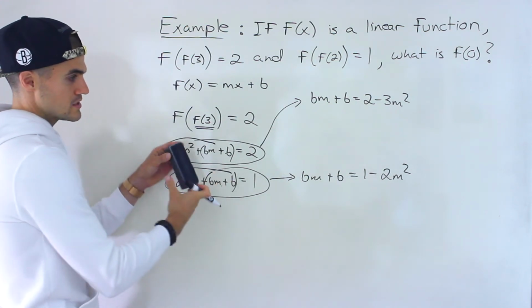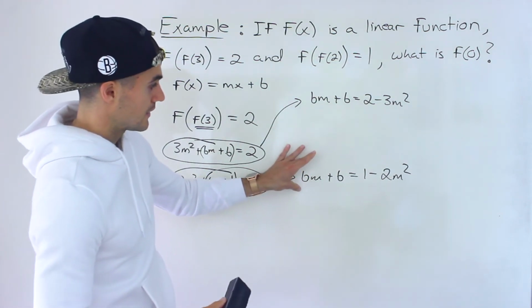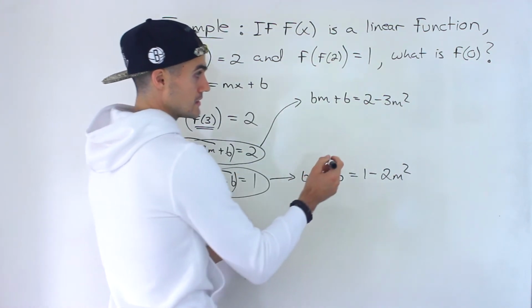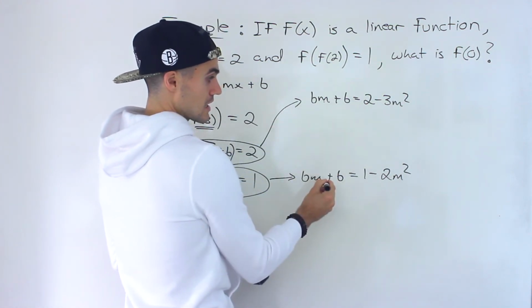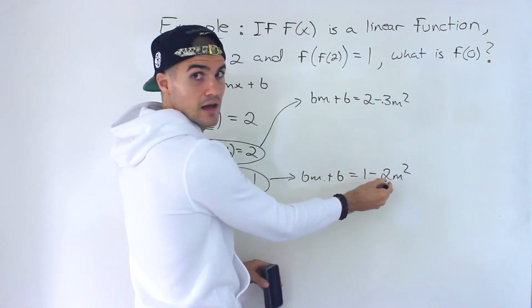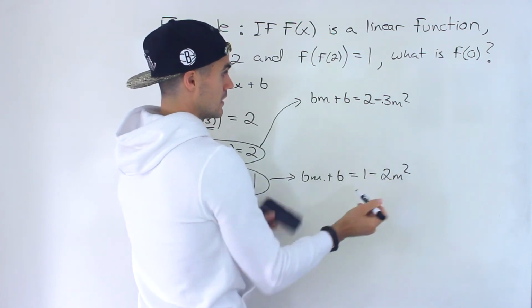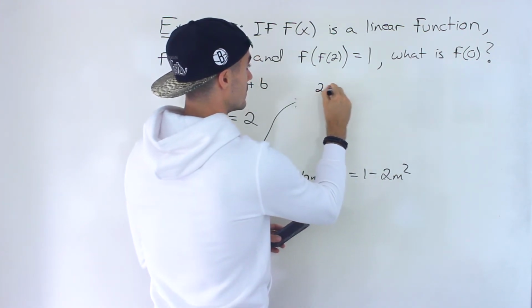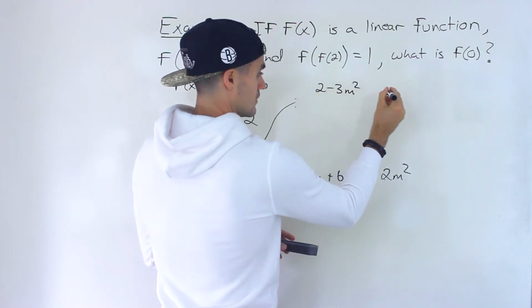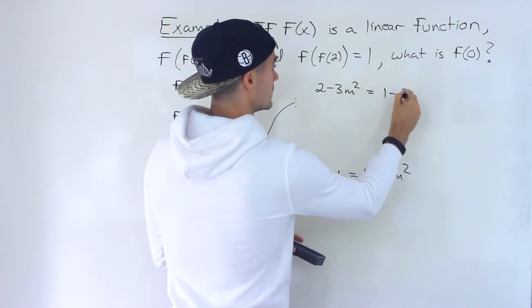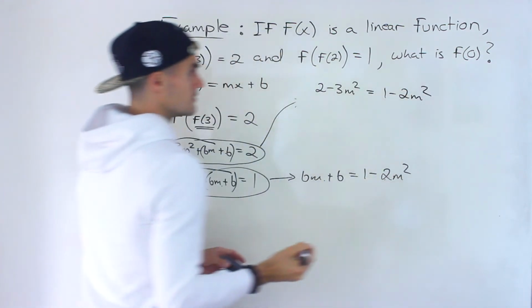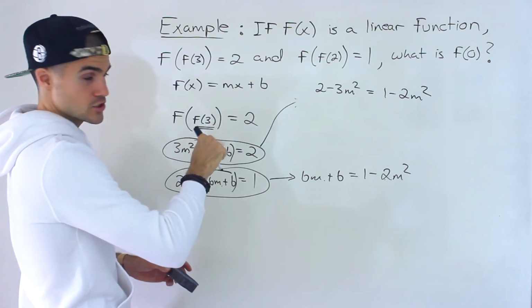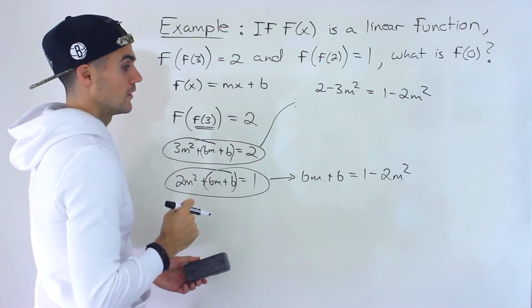Right? So with both of these equations, I got an expression for bm plus b on the right side. Now, that means that this and this are the same, which means this and this have to be the same. And so that's what I'm going to do. I'm going to make 2 minus 3m squared equal to 1 minus 2m squared. And then notice at this point, we have an equation with only one unknown.